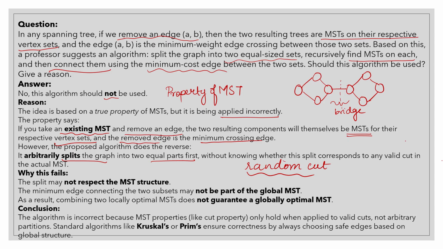Why does this fail? This split may not respect the MST structure. We've discussed this. The minimum edge connecting the two subsets may not be part of the global MST. This is the global MST. That is what we are trying to say. As a result, combining two locally optimum MSTs does not guarantee a globally optimum MST. This algorithm is incorrect. Conclusion: now I think you will be able to write the conclusion also. So this is what this question was all about. Let's move on to the next question.